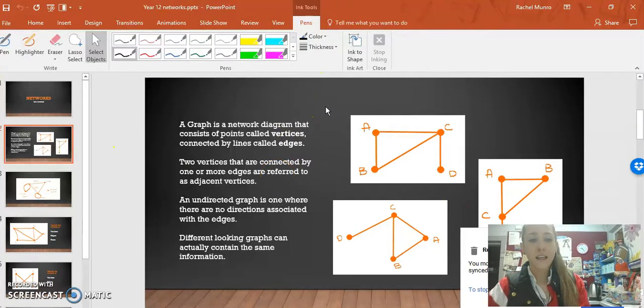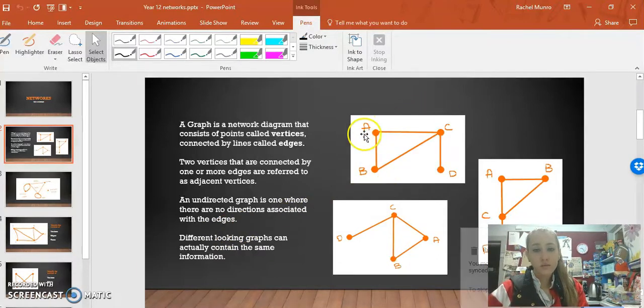Two vertices that are connected by one or more edges are referred to as adjacent vertices. So if there were two ways to get to A and B, they would be adjacent vertices. An undirected graph is one where there's no direction associated with the edges. So as you can see, A and B, there's no directional instruction, it's just A and B and B and A.